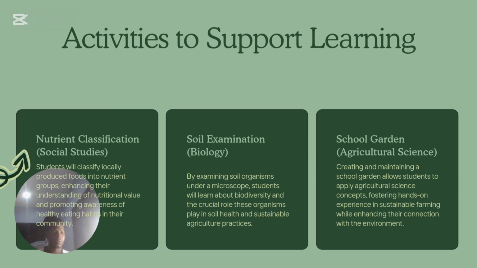Activities to support learning. This section highlights practical activities that support students' understanding of food and nutrition security through real life experience. The school gardens allow students to apply agricultural science concepts such as crop selection, soil preparation, and subsistence farming practice. It also builds responsibility, teamwork, and appreciation for food products.